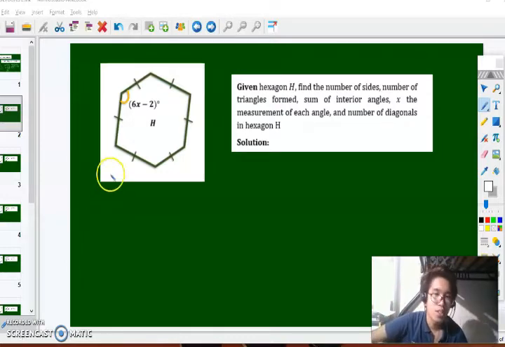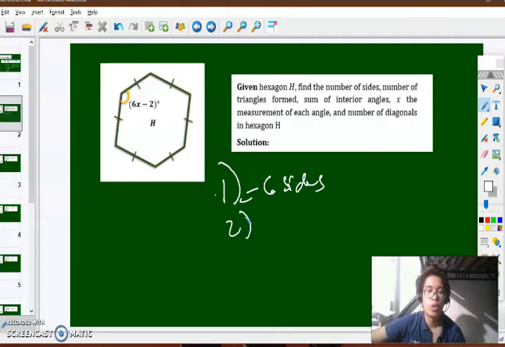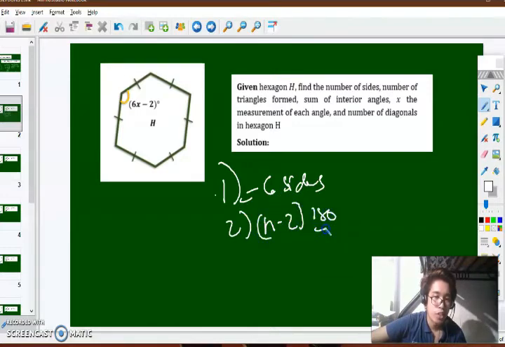Let's start with the easiest one, the number of sides. The number of sides of this polygon, a hexagon, hexa meaning it has 6 sides. That one was pretty easy. Number 2, the number of triangles formed. We have the formula n minus 2 times 180 for the sum of the interior angles of the polygon. Now, n minus 2 is actually the number of triangles.